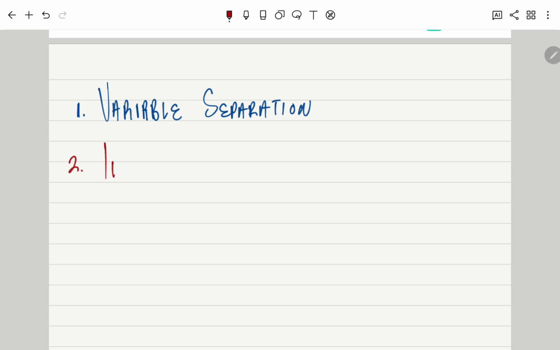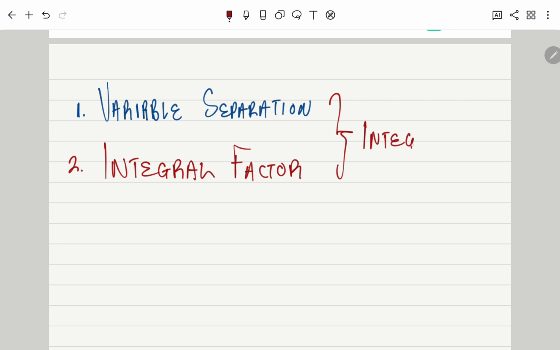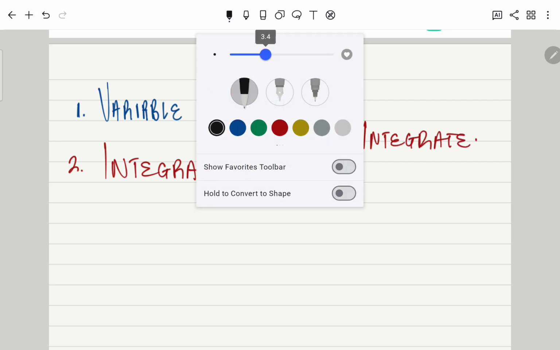Method number 2 is by using what we call the integral factor. We'll see how to do this one. What I want you to know is that for these 2 methods, you're really going to integrate. There's going to be some nice integration here.